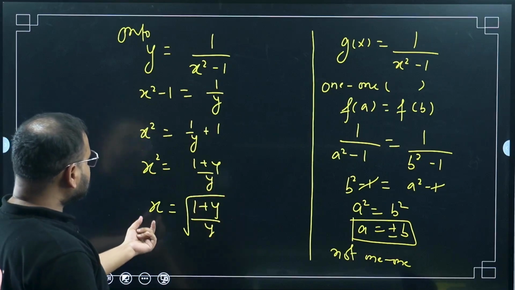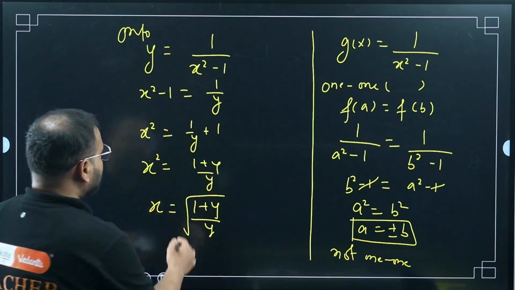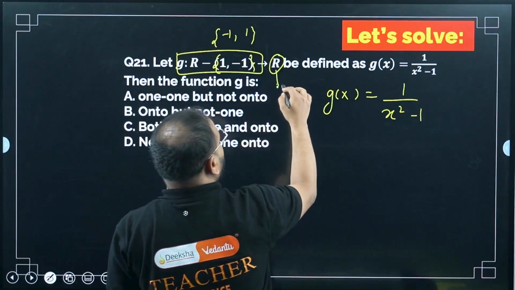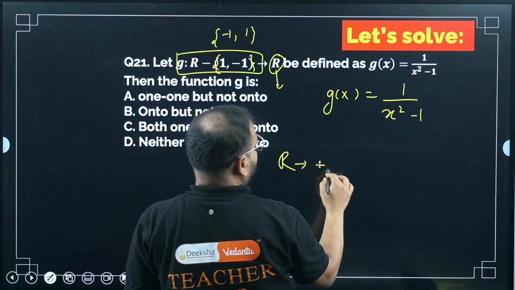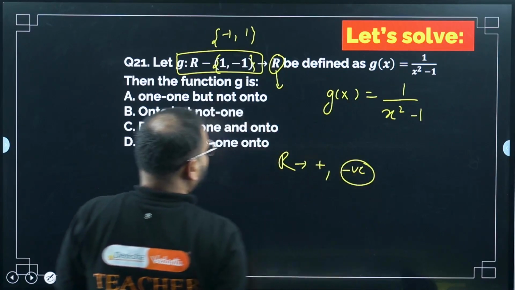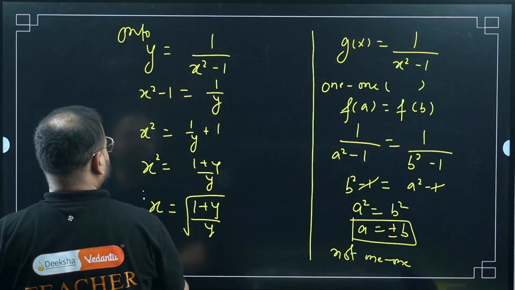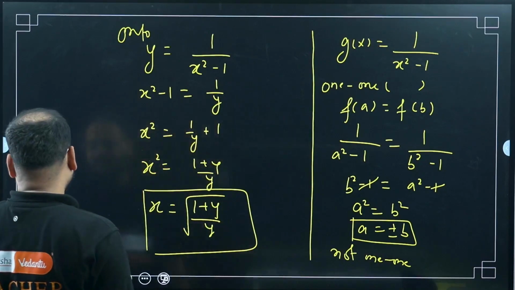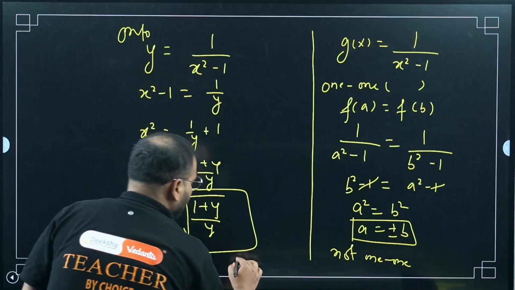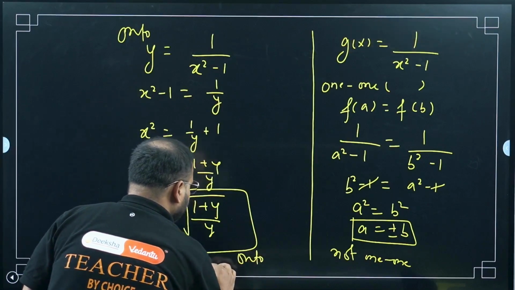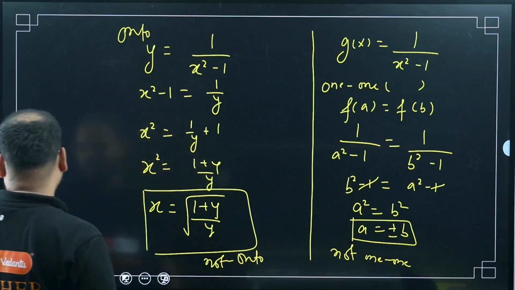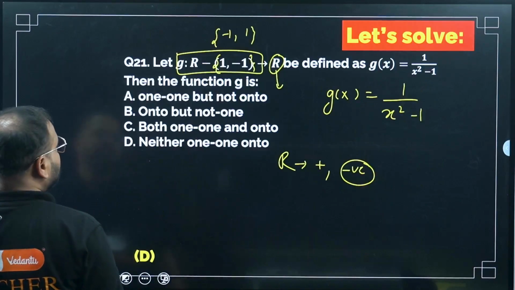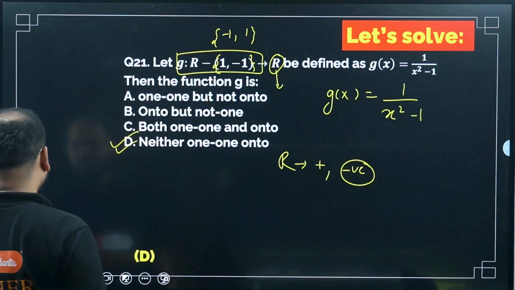Now obviously this value has to be positive, which means we have a constraint. If I write real numbers, it has both positive and negative, whereas here there's a restriction given, it has to be positive only. For that reason it cannot be onto. So neither 1-1 nor onto. Not 1-1, not onto. So what is my answer? D. Okay, let's move on.